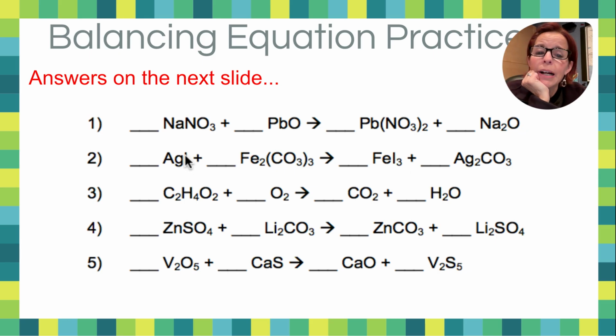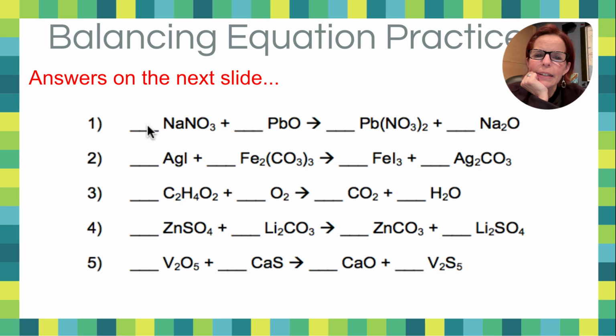I'm looking for my polyatomic ions in this one. It looks really intimidating to balance, but I see this polyatomic ion, NO3, nitrate. I have two of them on the right, but I only have just one nitrate on the left. So I think I'm going to put a 2 right here.